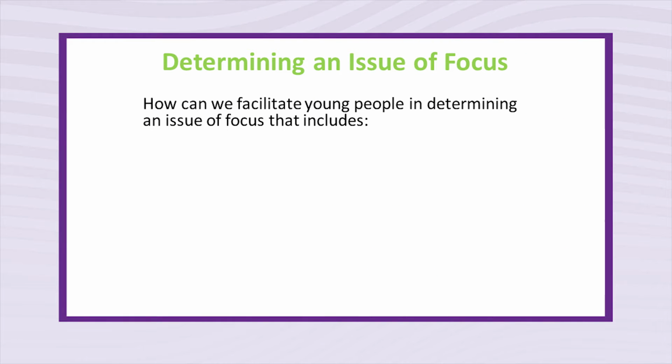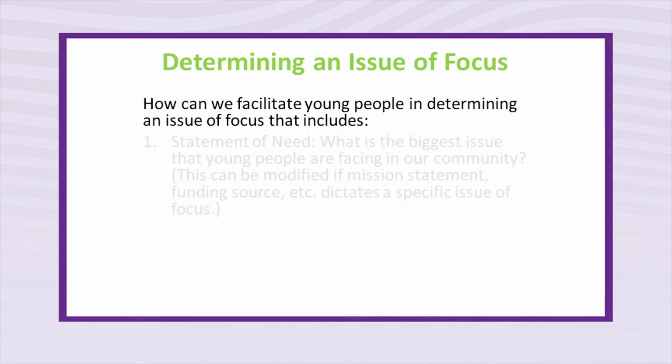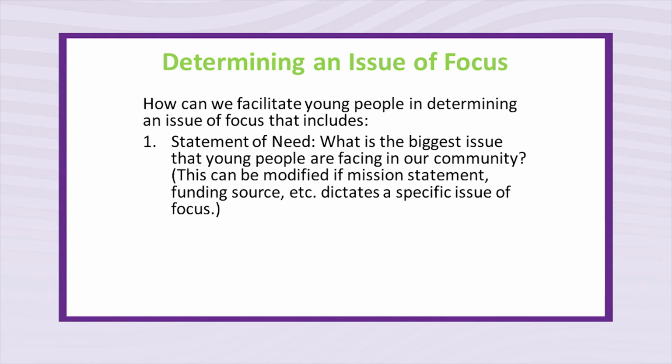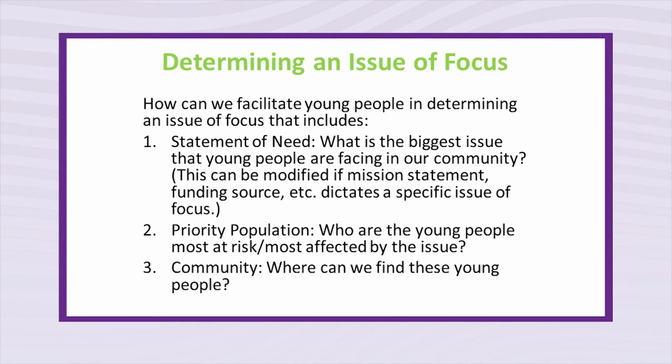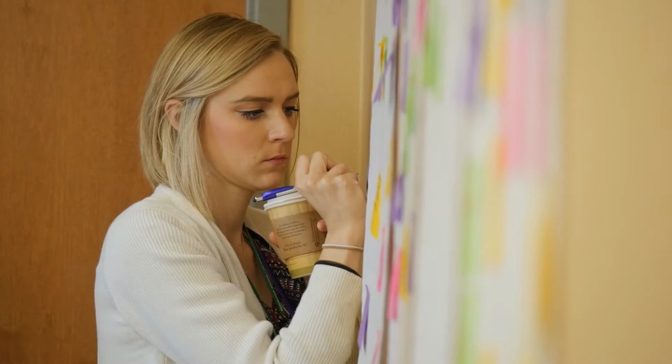The first step in our process is to determine an issue of focus. And within that, there are three key components. One is identifying a statement of need. Two, who does that problem or issue impact? And three, where is that problem or issue occurring in our community? As adult allies, we have to carefully consider our role in assisting young people in selecting that issue of focus.